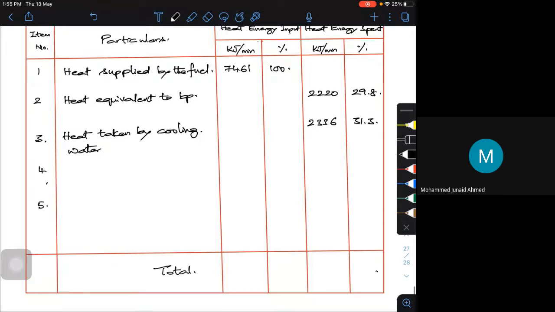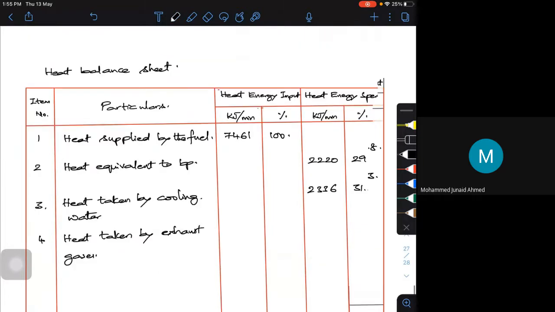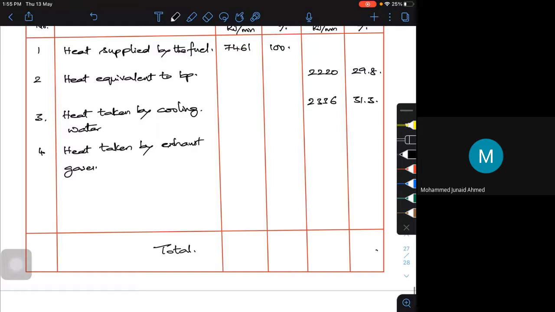Then heat taken away by the exhaust gases. If you want, you can write it to 2 or 3 decimals, it doesn't matter. Heat taken by exhaust gases is 1811.5. So I am getting around 24.3%.